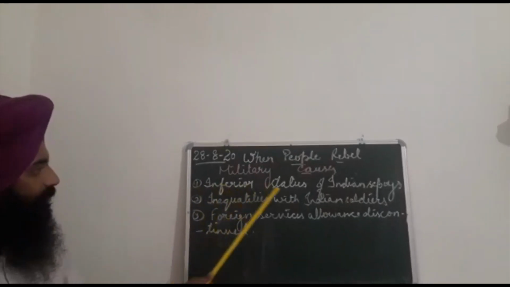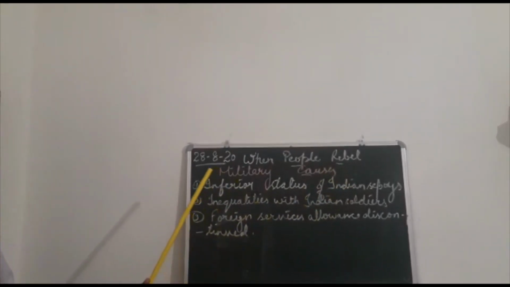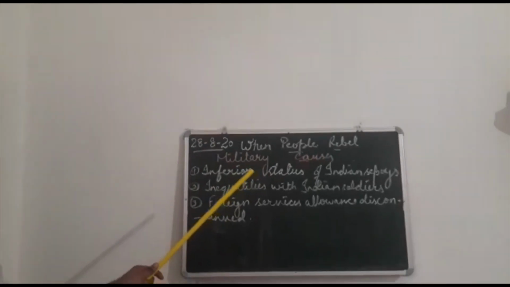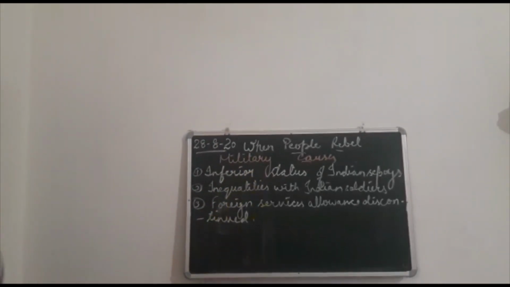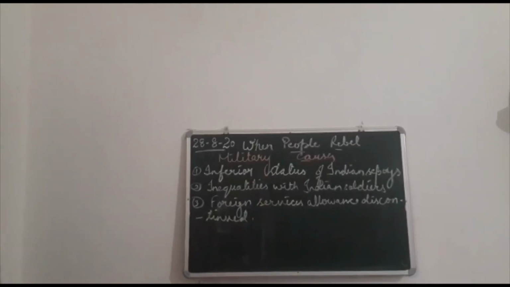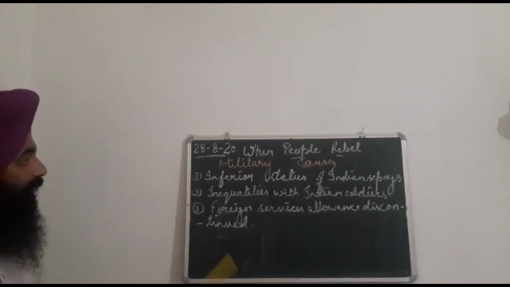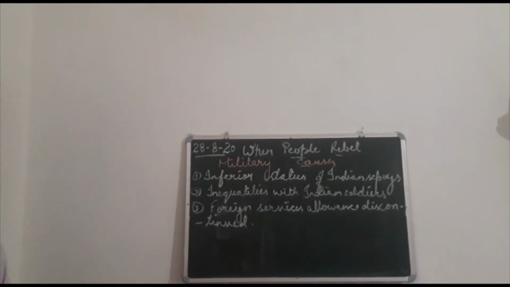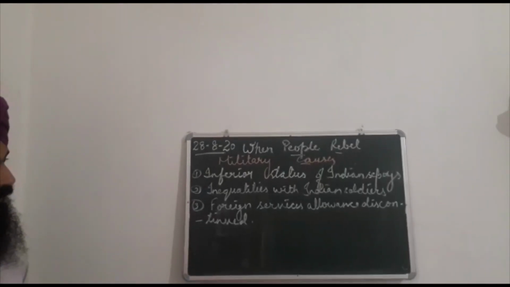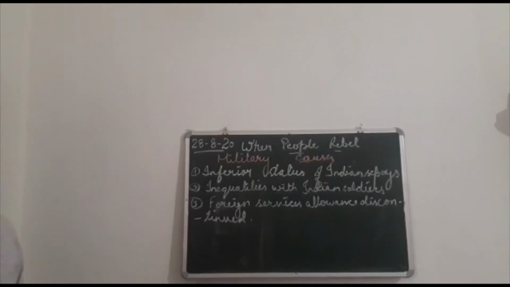First, it was the inferior status of Indian sepoys. The Indians in the army were considered much lower than the British and were not promoted to higher ranks. Indians were only employed as sepoys and could rise only till the rank of subedar. Pay attention, only till the rank of subedar, not beyond it. So no promotional avenues were given to Indian soldiers. Promotion was given only to British soldiers.